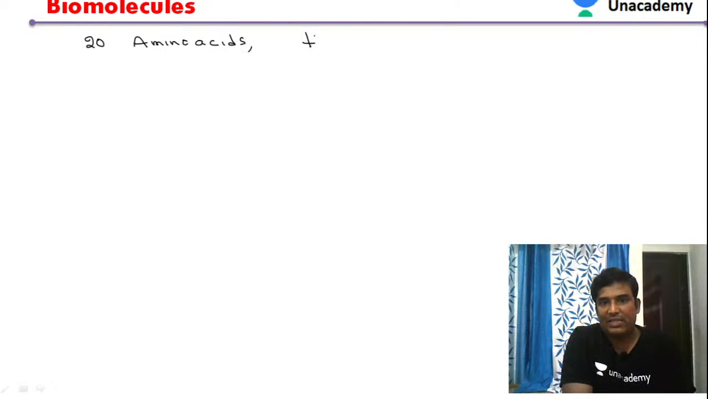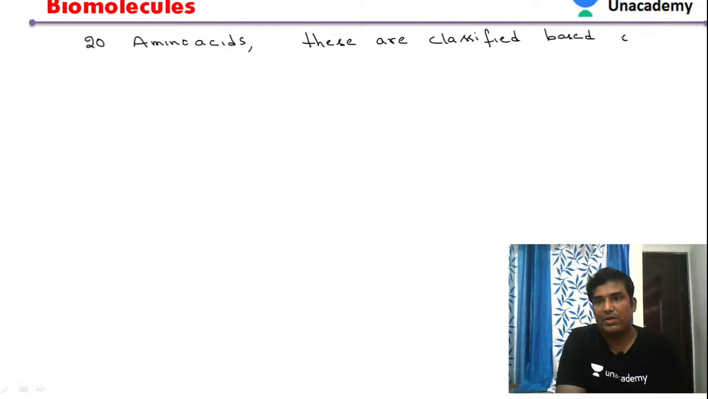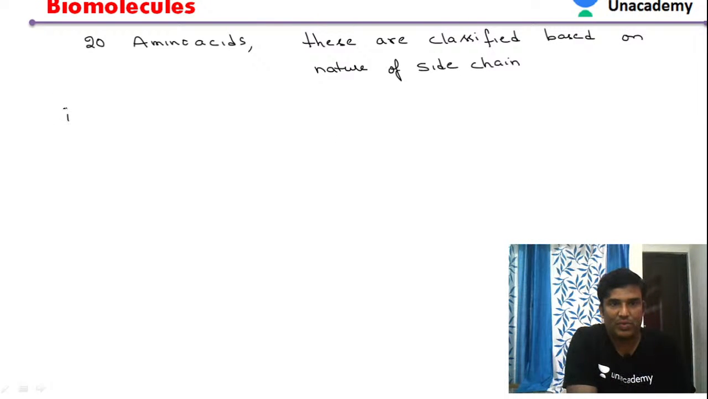So these amino acids are classified based on the nature of the side chain. They are classified based upon the side chain. So in that line, let us see the first one, neutral amino acids. The first one is called neutral amino acids.